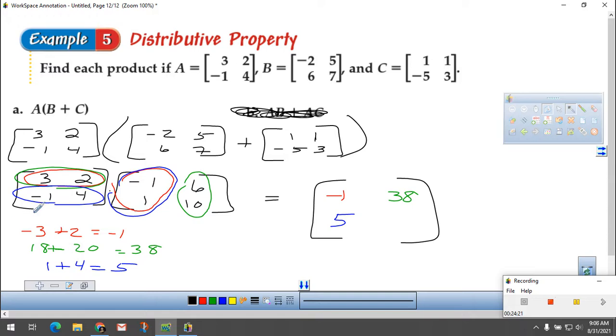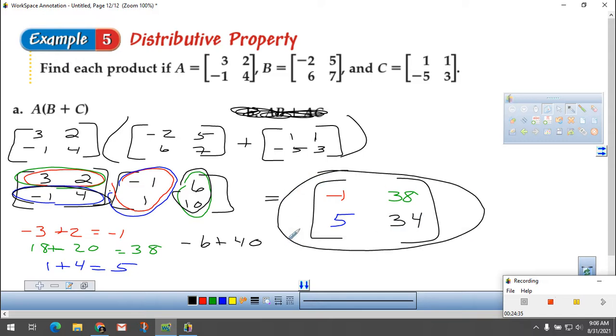And then now the second row, second column, negative 1 times 6 is negative 6. 4 times 10 is 40. And then add that, that gives me 34. And so there would be part A. And what I want you to notice is we should get the exact same answer for part B.